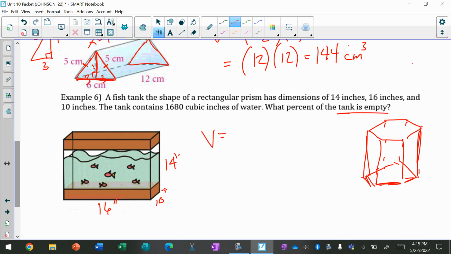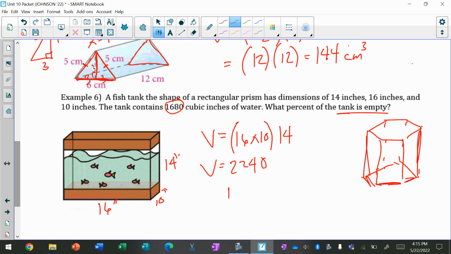Well, what's the total volume of the tank? Well, the base is 16 by 10, and it's 14 inches tall. So the total volume of the tank, this is where you follow along, 16 times 10 times 14, 2240. So that's the total volume. But you never fill a fish tank right to the top, because then it would splash out all the time. So you want to leave a couple inches below the top of the surface.